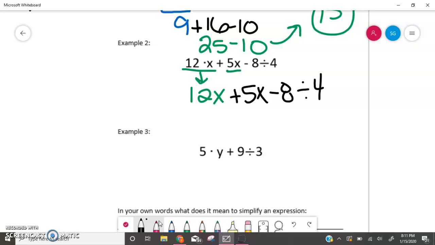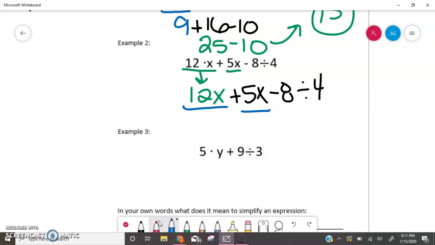Now, to simplify with variables and constants, a constant is just a number that's by itself, like that 8 and 4. We need to combine like terms. If I'm going to be combining like terms, I can only combine the variables together and the constants together. So if I'm looking here, which numbers are with variables? If you said 12x and 5x, you're correct. Both of those have the letter x next to them. So I'm going to combine them.